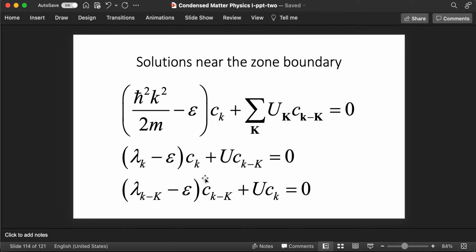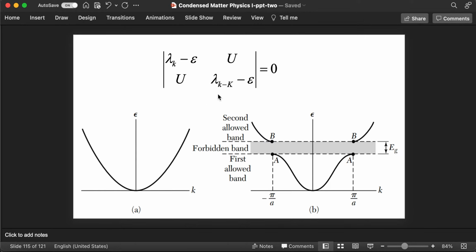You make sure that you retain only ck and ck minus capital K only in the summation, so that you get this form for the two equations. Again, you have to solve for this determinant. Please solve and show that you'll get a quadratic, find the two roots, and please do that exercise, and you will see that as the electronic wave vector approaches the zone boundary, there are two solutions.